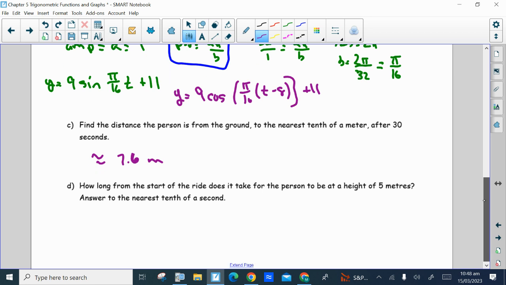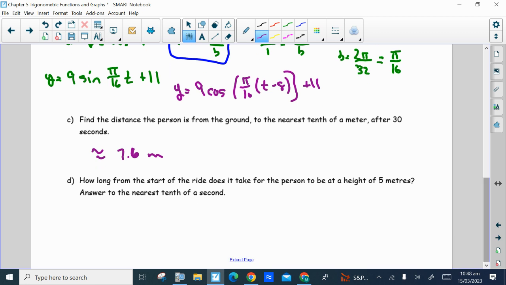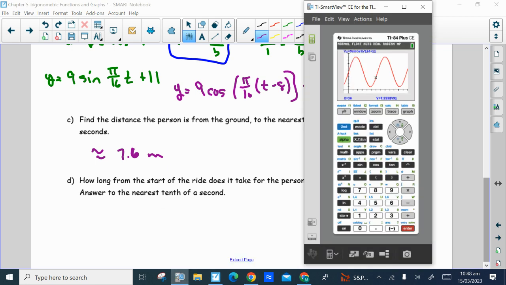How long after the start of the ride does it take for the person to reach a height of 5 meters to the nearest tenth of a second? So for this, we'd have to do a second or a third equation, I guess. Y equals 5. And then find the point of intersection. This first point over here. The second function trace, number 5 for intersect, enter, enter. And maybe I can put my guess at around 10 seconds.